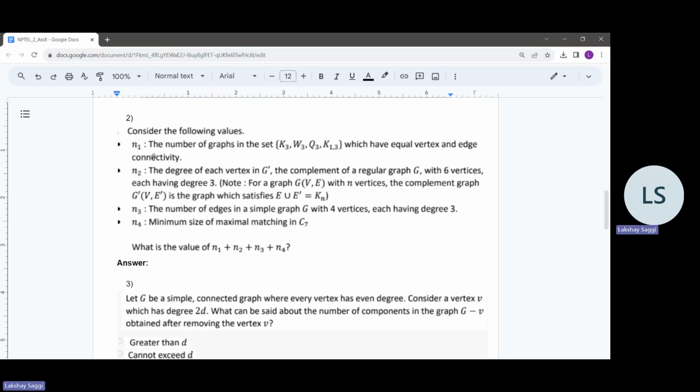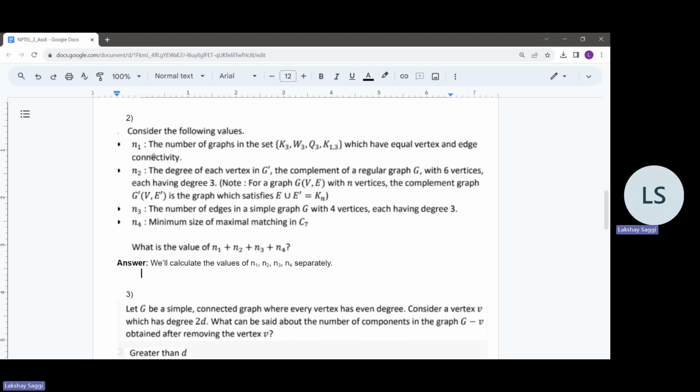So let's just see. We'll calculate the values of n1, n2, n3, n4 separately. So now first let's just calculate the value of n1.